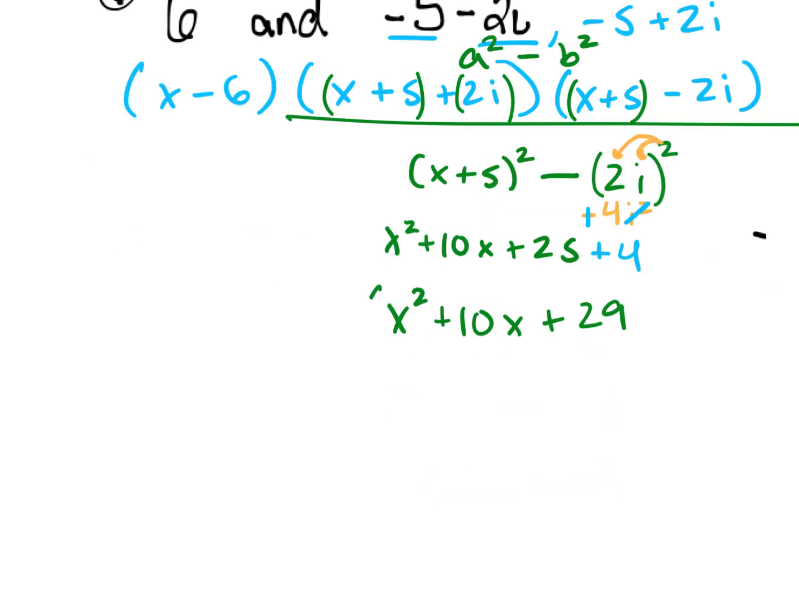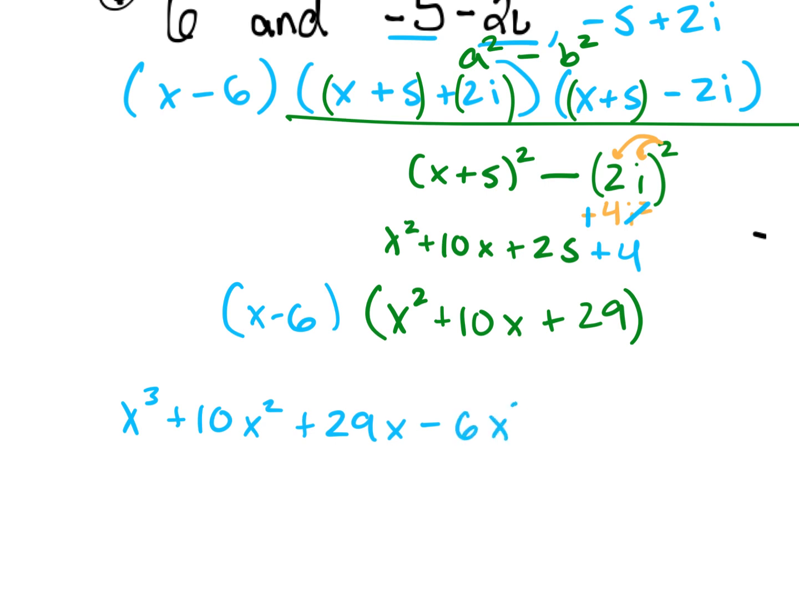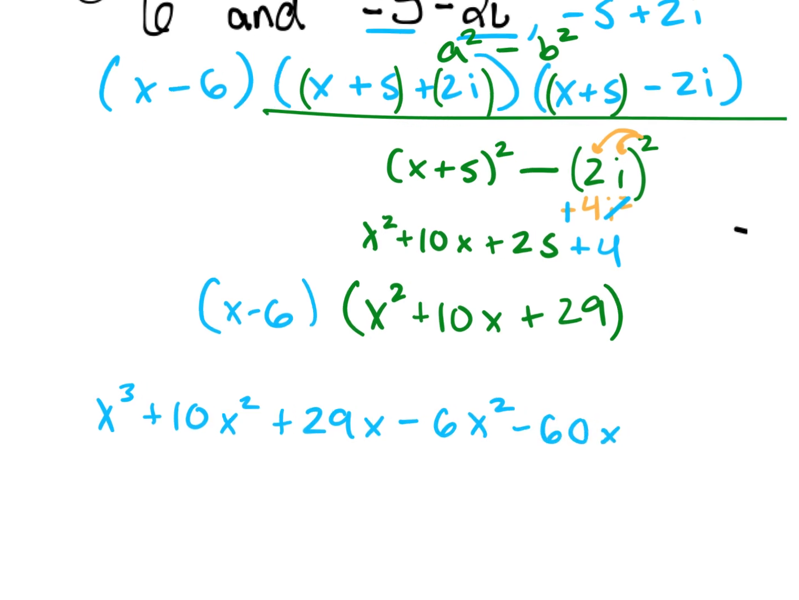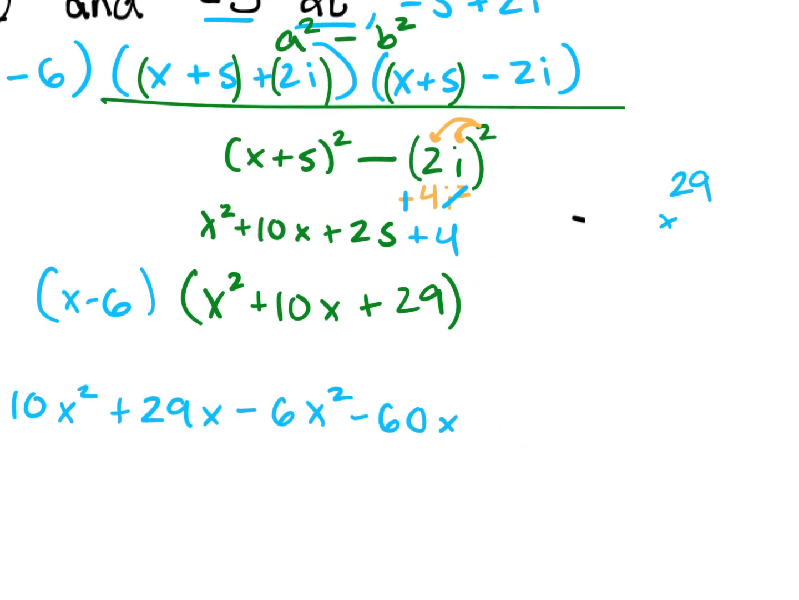Next step, we want to multiply the x minus 6 to it. So we're going to FOIL it out. Make sure everything in the first set gets multiplied to everything in the second. So we get x cubed plus 10x squared plus 29x minus 6x squared minus 60x. And then 29 times 6. 6 times 9 is 54, so this would be 174.